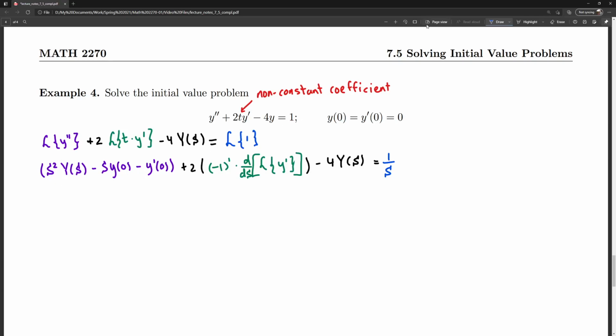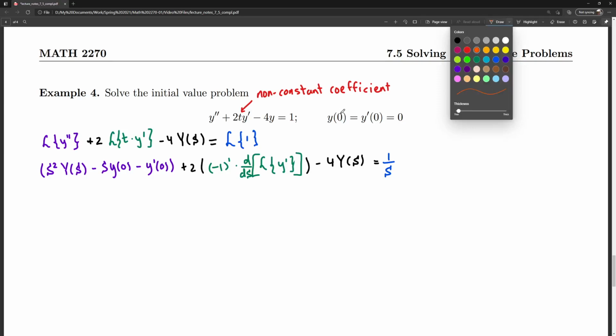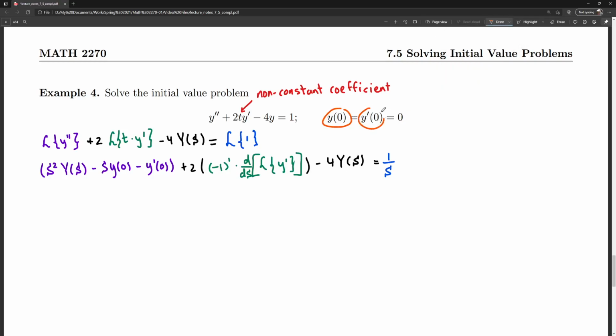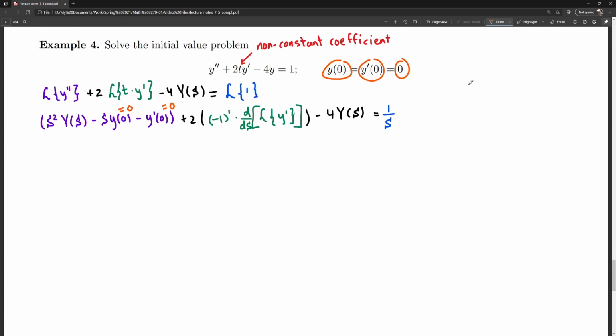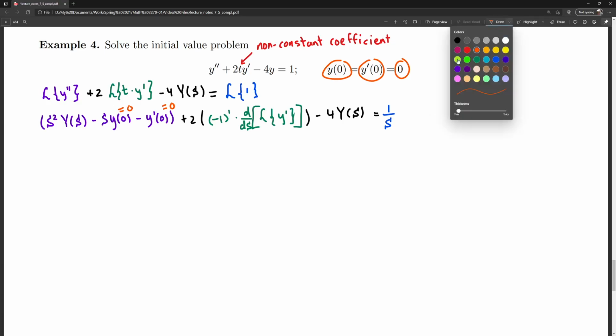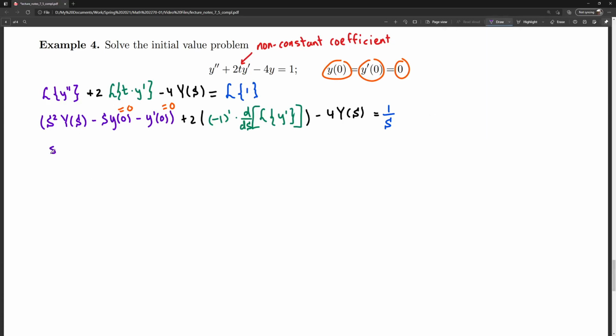Now, because of our initial conditions being 0, that's all 0. This is going to be 0, and this is going to be 0. So what we get then is that the first part is going to be just s squared times Y. Here, all the purple stuff just simplifies to s squared times Y of s.